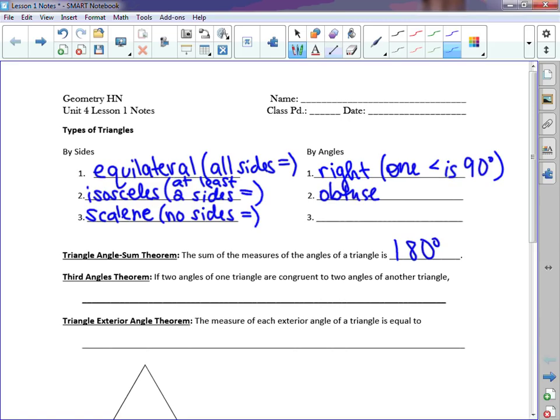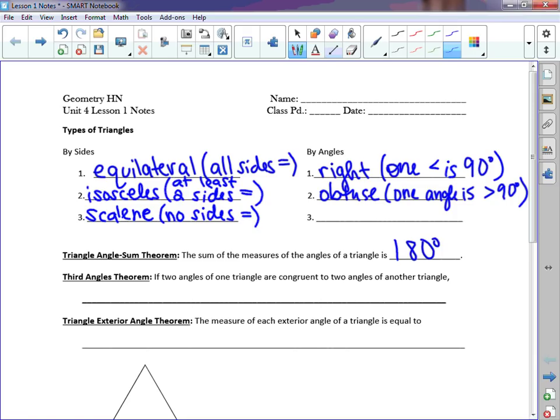Good. So we have one angle. I'm going to write out the word angle. One angle is greater than 90 degrees. Can I have two angles be bigger than 90 degrees? No. Again, I get over that 180 degrees with that.